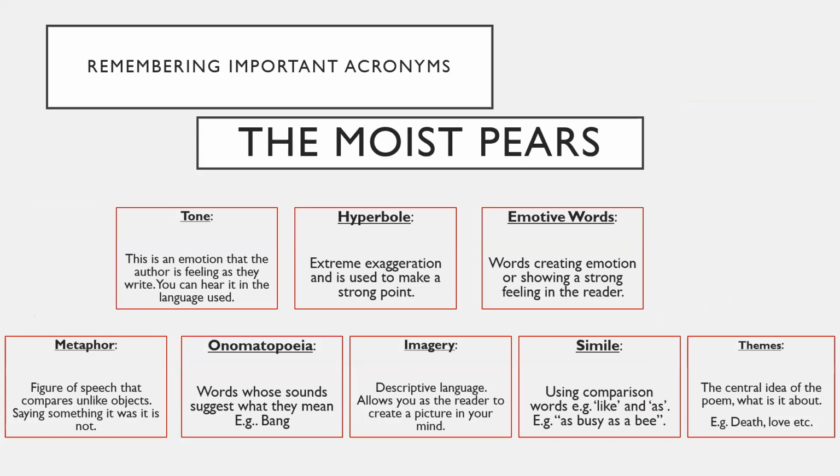So this is, for example, the mnemonic for language techniques. The tone is an emotion that the author is feeling as they write. You can hear it in the language they've used. Hyperbole is extreme exaggeration used to make a strong point. And emotive words create emotion or show a strong feeling in the reader. And then you have metaphor, onomatopoeia, imagery, simile, and themes. All these are important acronyms.